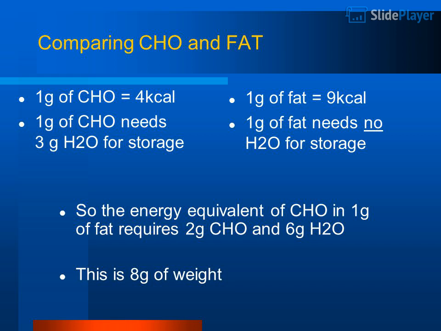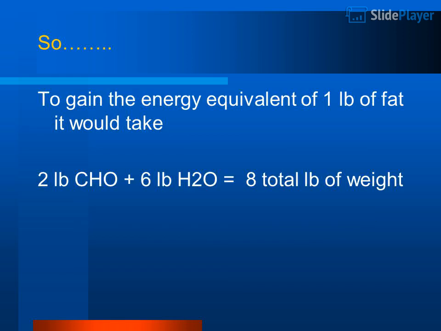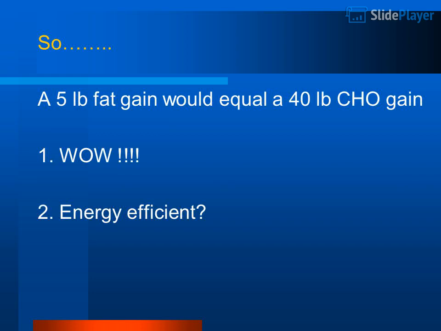So the energy equivalent of 1 gram of fat requires 2 grams of CHO and 6 grams of H2O. This is 8 grams of weight. So to gain the energy equivalent of 1 pound of fat, it would take 2 pounds of CHO plus 6 pounds of H2O, equals 8 total pounds of weight. So a 5 pound fat gain would equal a 40 pound CHO gain. Wow. Energy efficient.